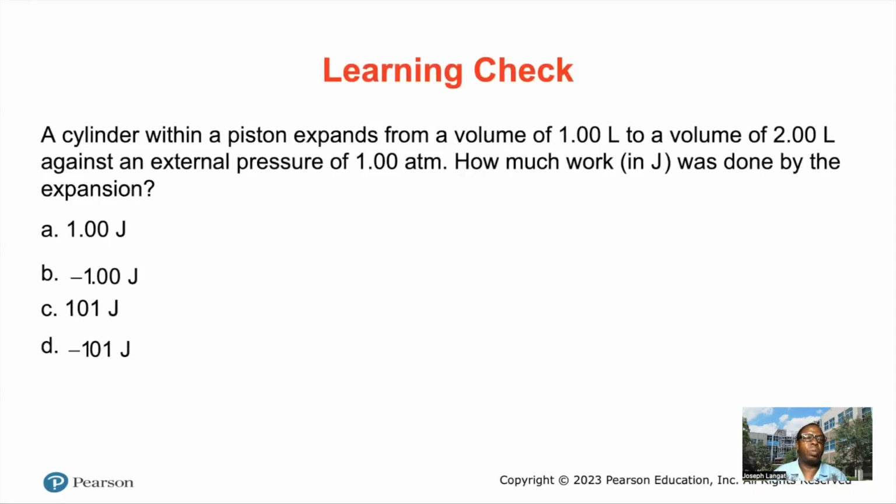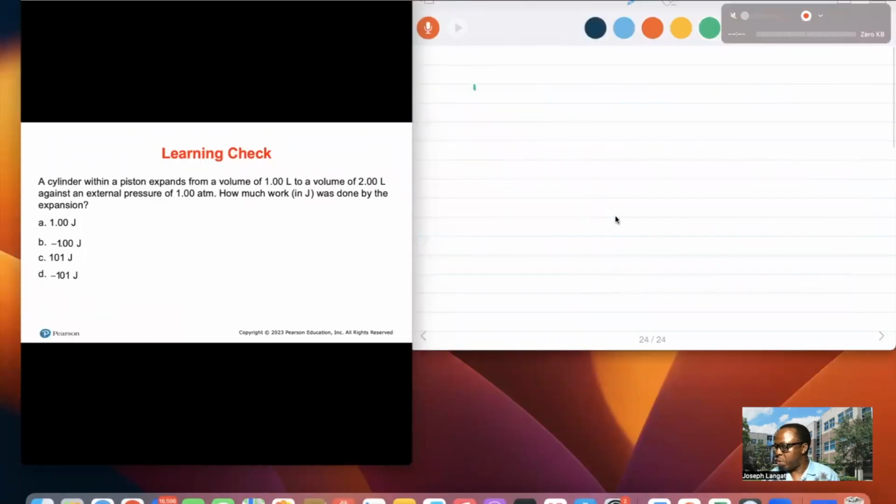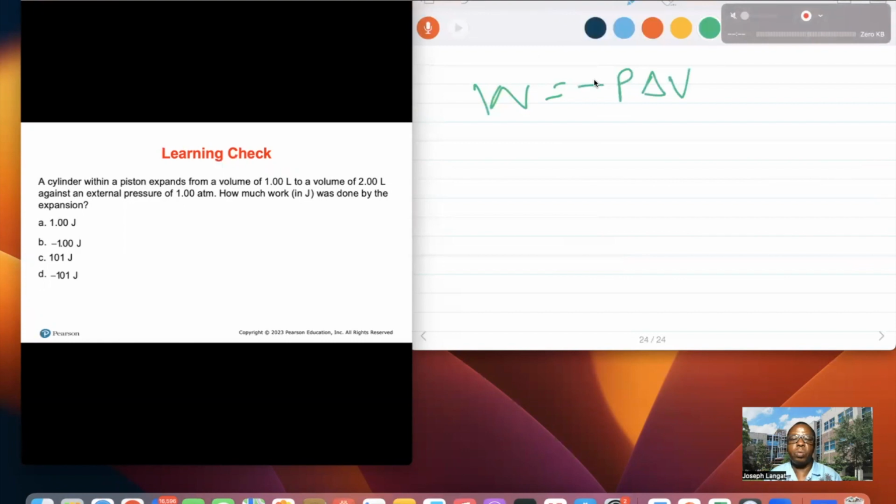Let's see a learning problem here. Solve this problem using the equation for work. A cylinder with a piston expands from a volume of 1.00 liter, three significant figures, to 2.00 liters against a constant external pressure. How much work in joules? If it was in kilojoules we'd convert, but it's in joules. So what is PV that is changing? The negative here is because, when we say against external pressure, that means negative right here.